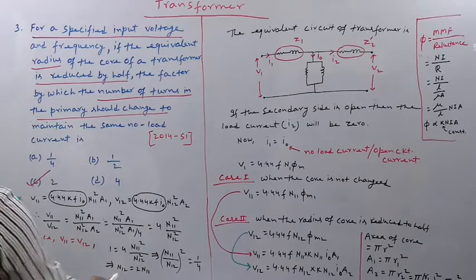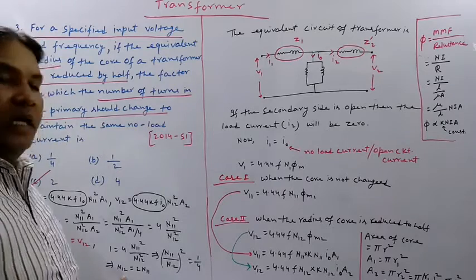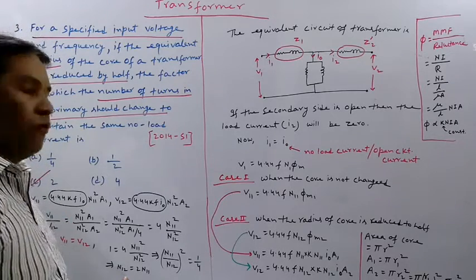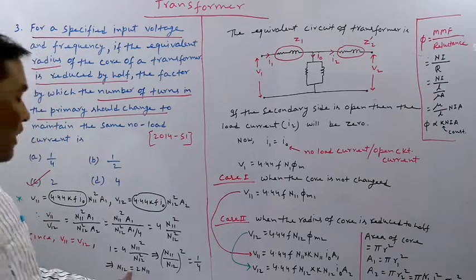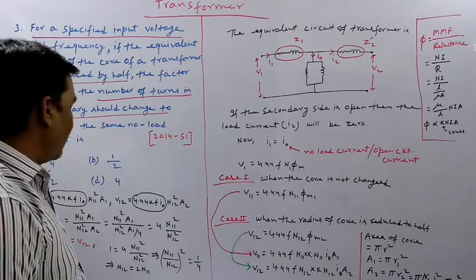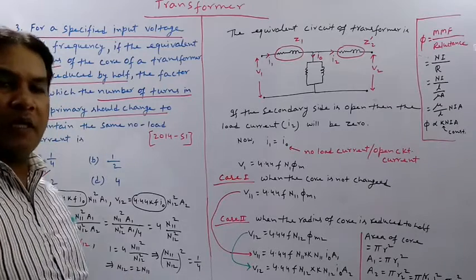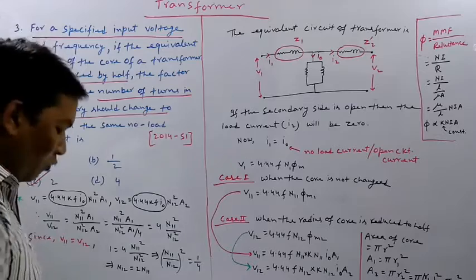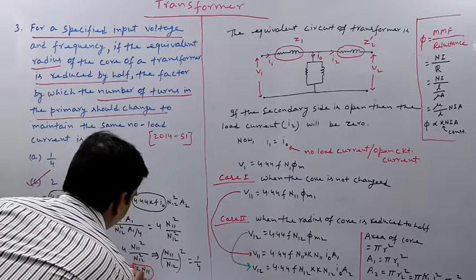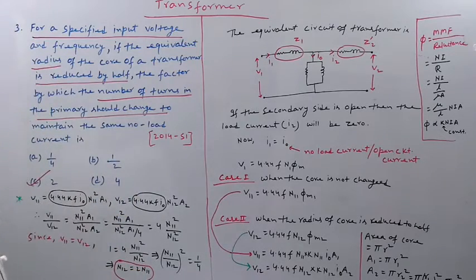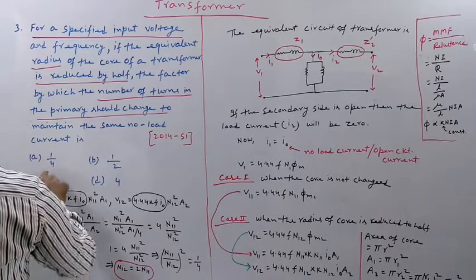What is N12? N12 is the number of turns when we reduce the radius of the core by just 1/2. So after reducing the radius of the core, we have to increase the number of turns to twice the number of turns what was previously. So this should be the relation, okay. So now which one is correct? The correct option is option number C.